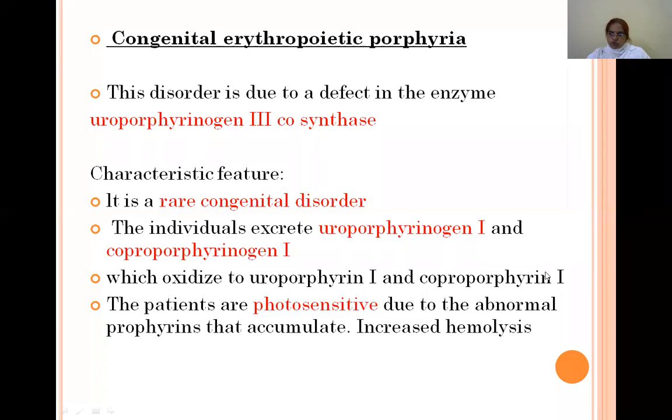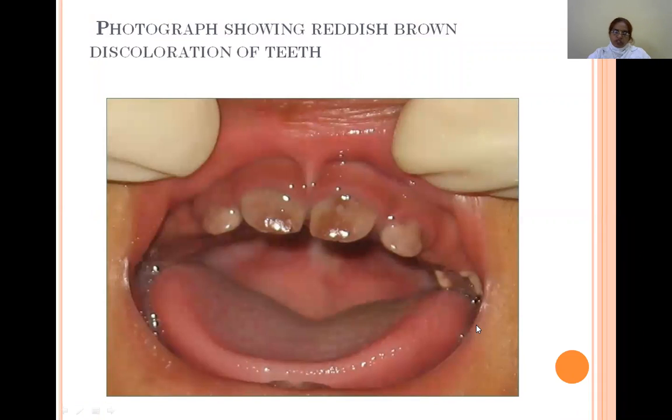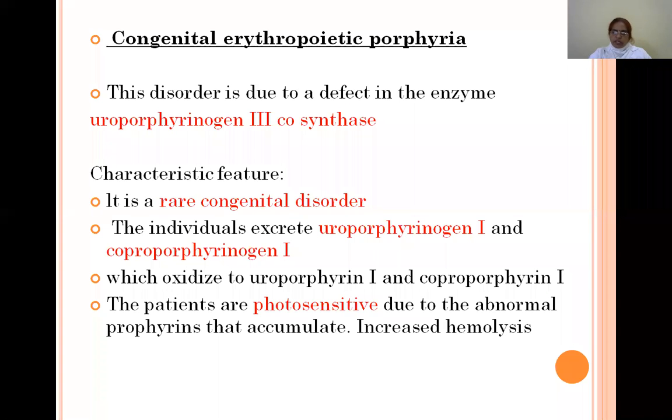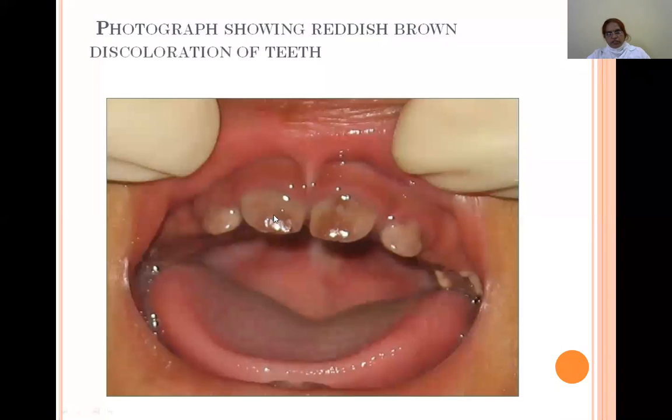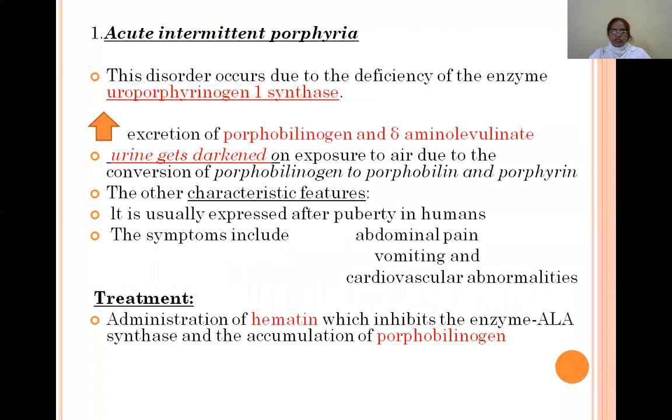The patients are photosensitive. Why are the patients photosensitive? When exposed to light, the abnormal porphyrins that accumulate increase the hemolysis. This is congenital erythropoietic porphyria on teeth. See here, there is reddish brown discoloration of the teeth.